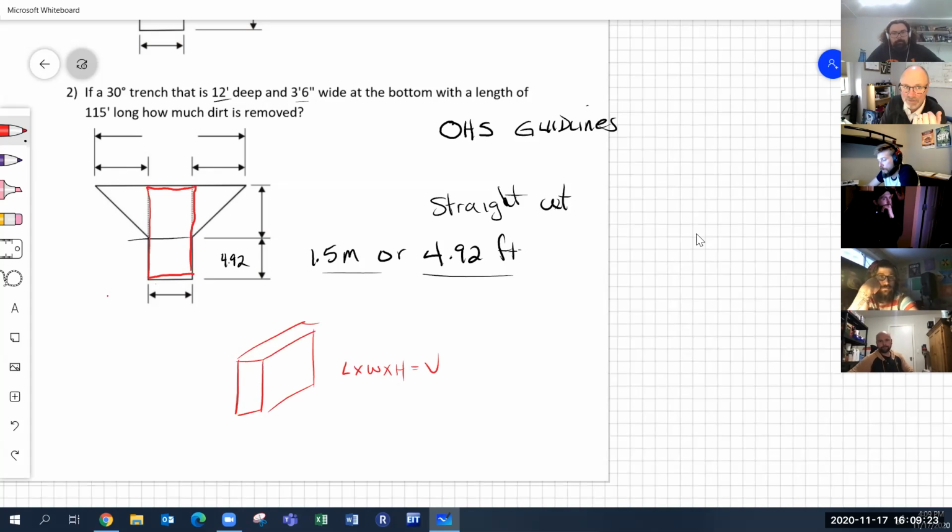So my depth, it says that the trench is 12 feet deep. So this is 12 feet deep. So this is 12, right? And it says 3.5 wide, and this is 115 feet long. So there we go. 115 times 12 times 3.5.